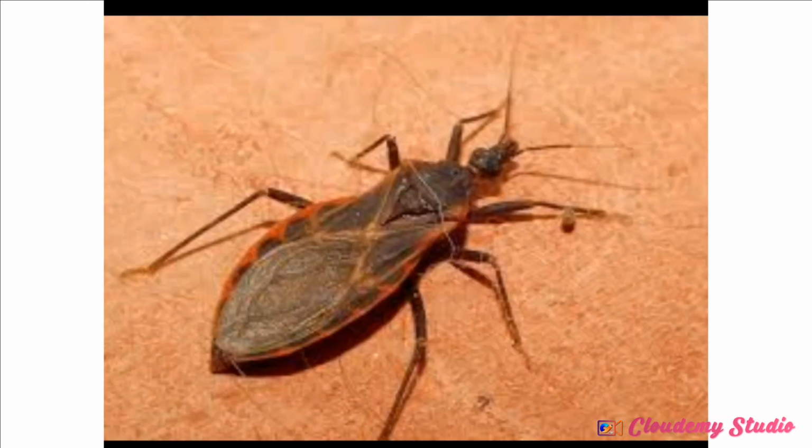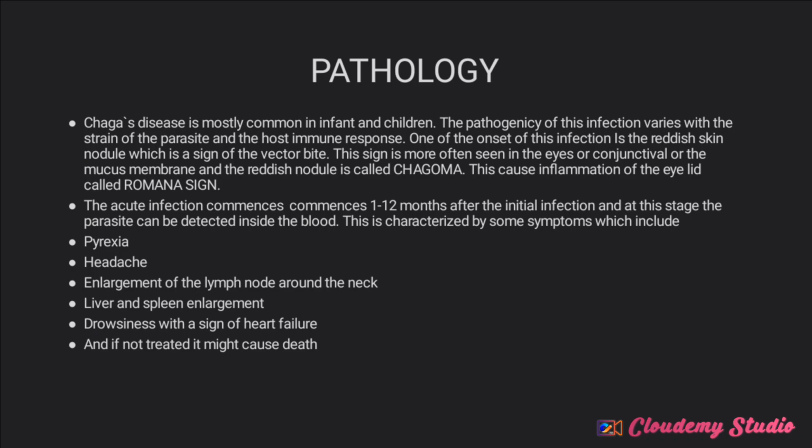Now, we have the acute infection. The acute infection commences 1 to 12 months after the initial infection. And the symptoms could be pyrexia, headache, enlargement of the lymph nodes around the neck, liver and spleen enlargement, drowsiness with a sign of heart failure, and if not treated, it can cause death. You understand?